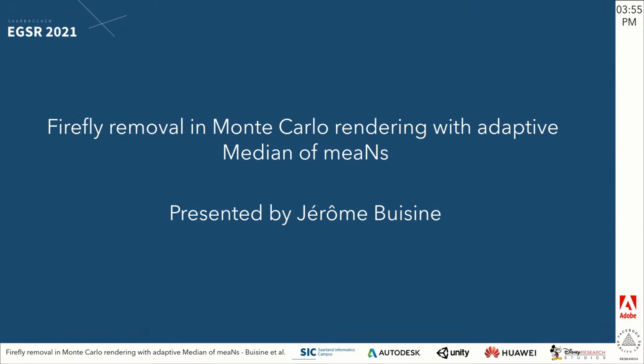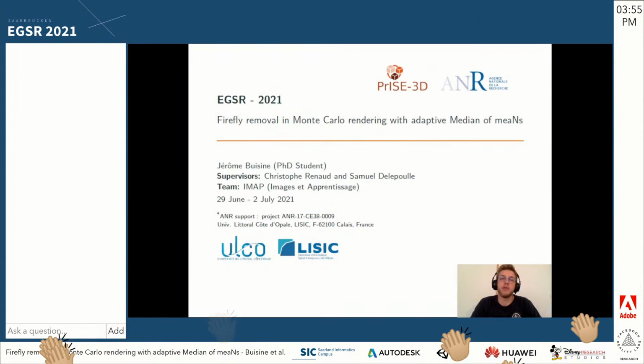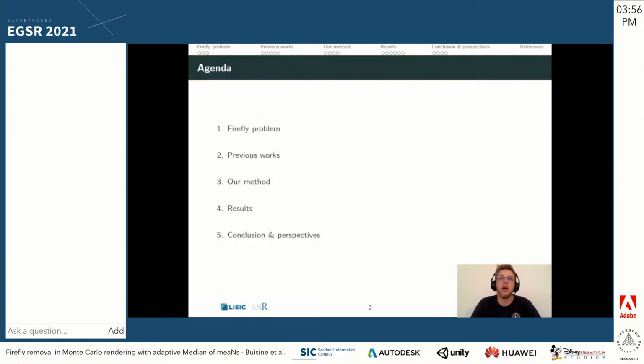Hello everyone, I'm Jérôme Buisine, a PhD student from the LISIC laboratory in Calais, France. My supervisors are Christophe Renaud and Samuel Delepoulle from the IMAP team. And today I will introduce our work about Firefly removal in Monte Carlo rendering using median of means. I will first explain what the Firefly problem is, then the previous works which tackle this kind of problem are also introduced. In the third part, I will introduce our method and its simplicity, then the results obtained and compared to other approaches, before I conclude and discuss perspectives for future work.